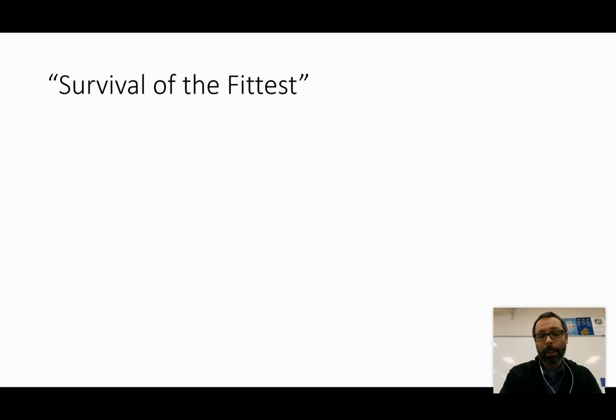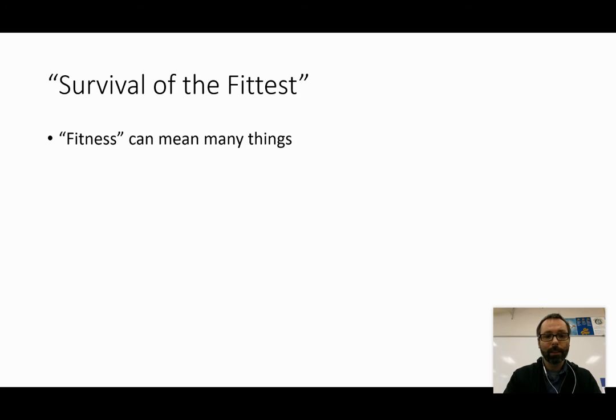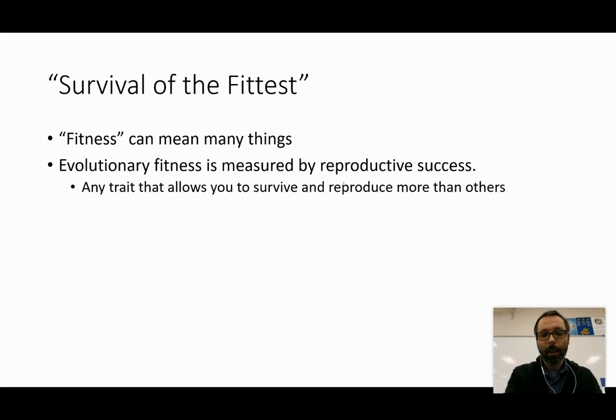This is a quick and easy way to sum up natural selection, but it is a little bit misleading because what does fittest mean? People still get the idea that fittest means biggest or the strongest or the fastest. And of course, we are going to talk about some big and strong and fast animals, but it's not always the biggest and strongest and fastest. It can mean many things. What it means in particular is reproductive success, right? So again, anything that allows you to survive and reproduce more will be selected for and would be considered the fittest.